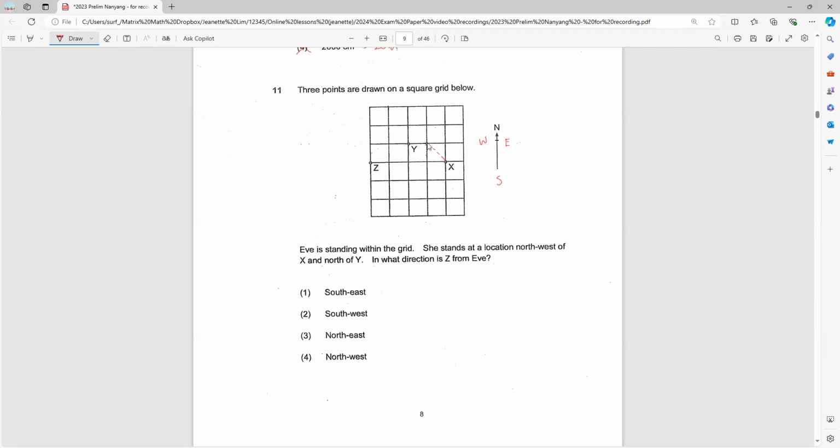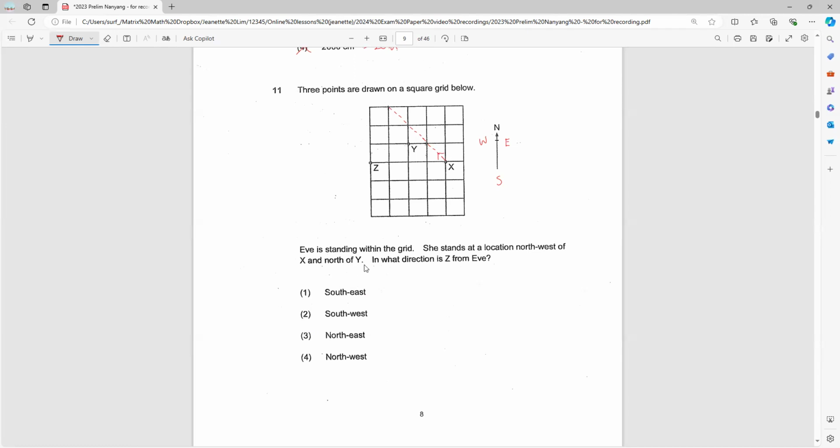Then maybe we just draw all the way on the grid, because I don't know which point on the grid it is. So what I'm trying to do is northwest of X. I took X as the starting point. I go northwest, so this direction.